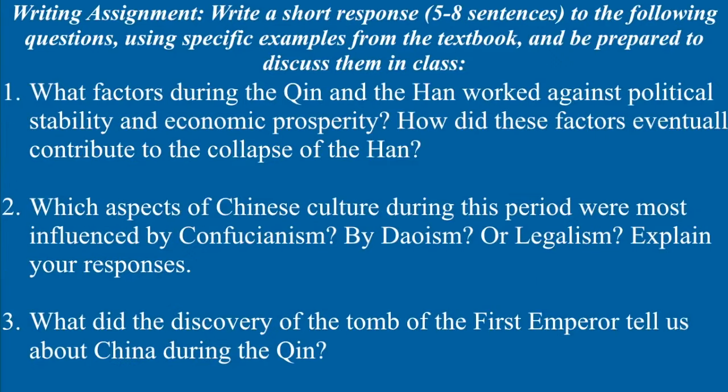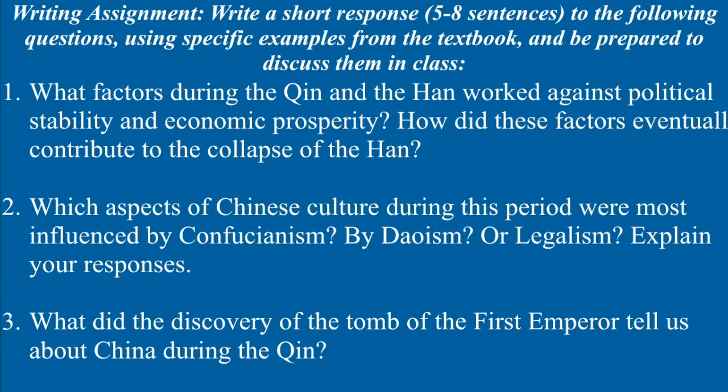Here's your writing assignment. Write a short response, 5 to 8 sentences, to the following questions using specific examples from the textbook, and be prepared to discuss them in class. Number one, what factors during the Qin and Han worked against political stability and economic prosperity? How did these factors eventually contribute to the collapse of the Han? Okay, so what factors caused the Qin and Han Dynasty to not create political stability and economic growth? And how did these factors eventually contribute to the collapse of the Han?